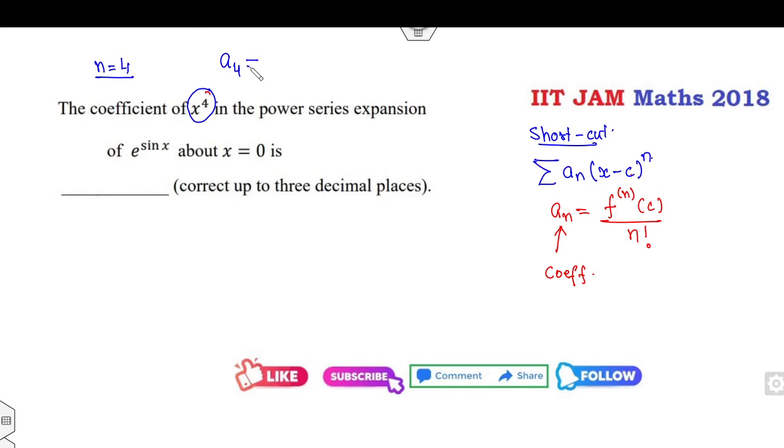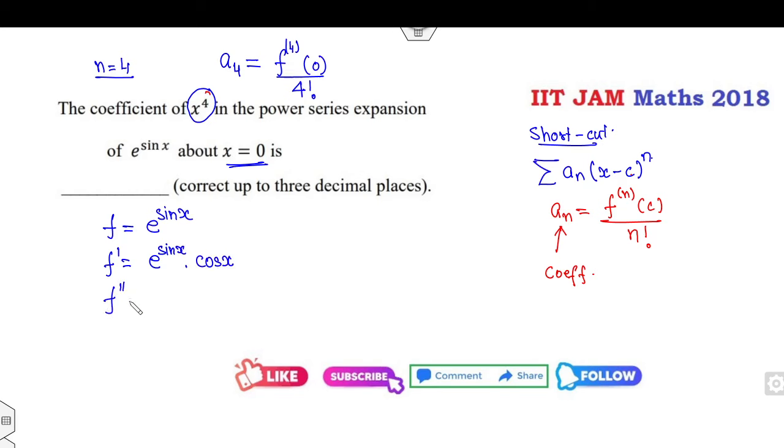So your target is to find the fourth derivative at the center, which is 0, divided by 4 factorial. So what is f? f is given to be e raised to power sin x. Can you find the fourth derivative? The first derivative is e raised to power sin x into cos x.